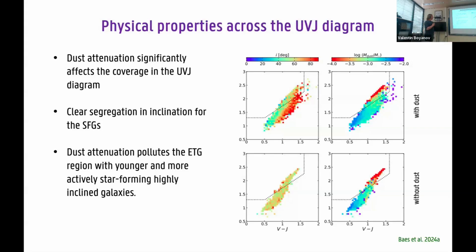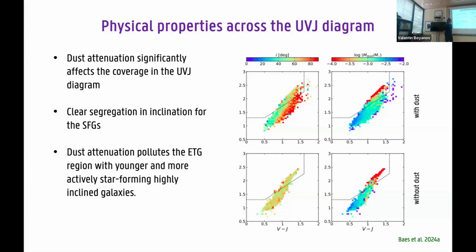And one of the things that we found quite interesting is if you take the median, this is inclination. In every bin, what inclination is average. Median is like 45 degrees. But if you do it in this diagram with dust, you see that the ones that are on the right are all almost edge-on galaxies. Because if you're edge-on, you have way more dust attenuation, and then you move your galaxies towards that direction.